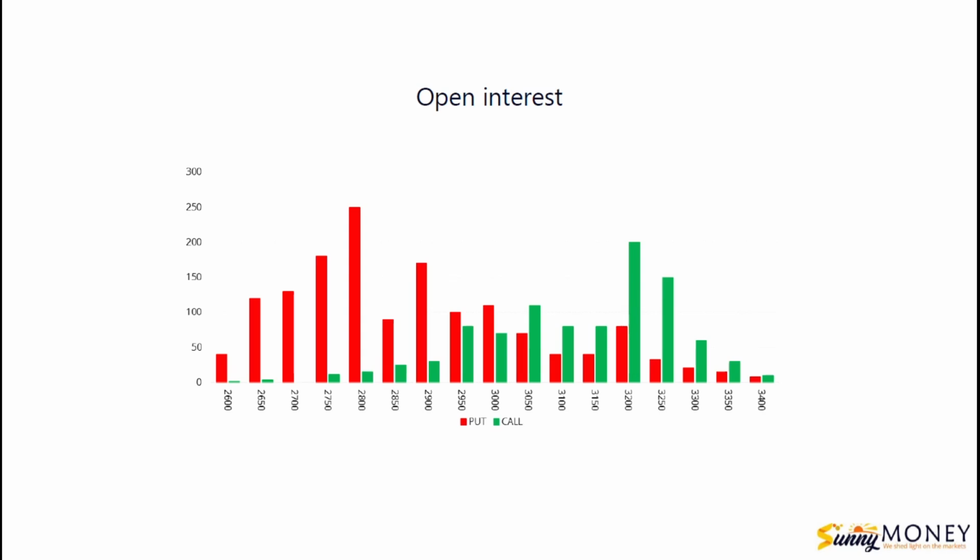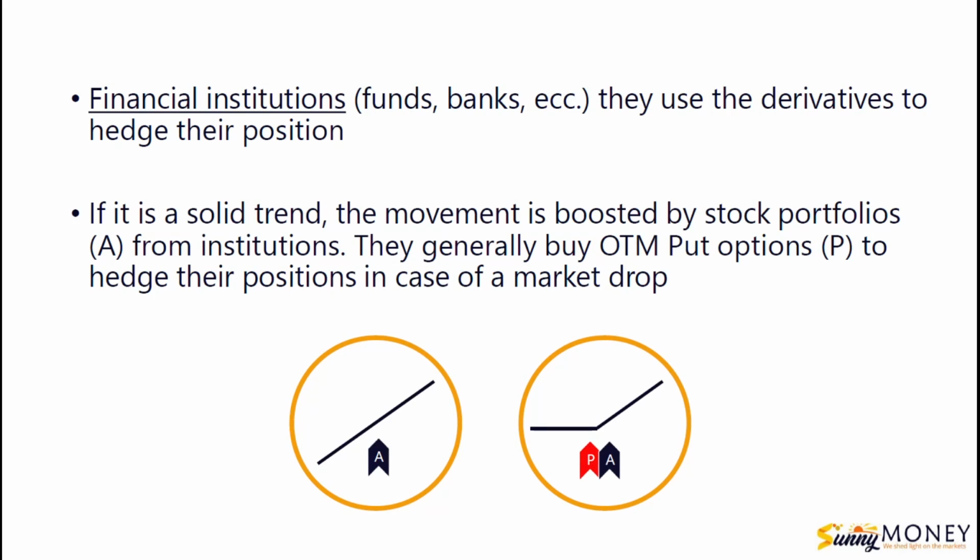But who are these operators? The first category is represented by the large financial institutions like fund managers, asset management companies, banks, etc. These investors manage an equity portfolio, they hold positions on the underlying stocks, and they use derivatives to hedge their position according to their market and risk expectations.